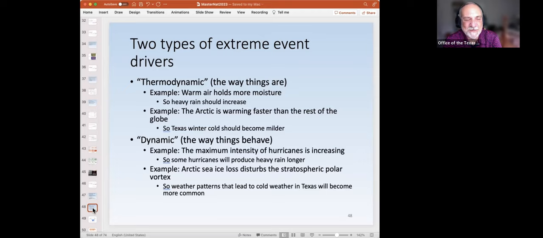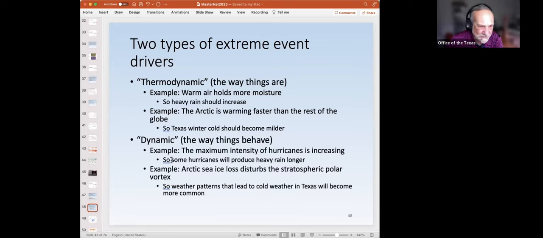So that's just looking at the direct effect of temperatures. The other way climate change can affect things is by changing weather patterns and the structure of weather systems themselves. I'm going to give you two examples here again. We believe, and there's evidence, that the maximum intensity of hurricanes is increasing. And that means that some hurricanes, the strongest ones, will be able to produce heavy rain longer. That's separate from the warm air holding more moisture argument, because it involves the structure of hurricanes. And another example, Arctic sea ice loss is affecting the polar vortex, and that can lead to the weather patterns that produce cold weather in Texas becoming more common.